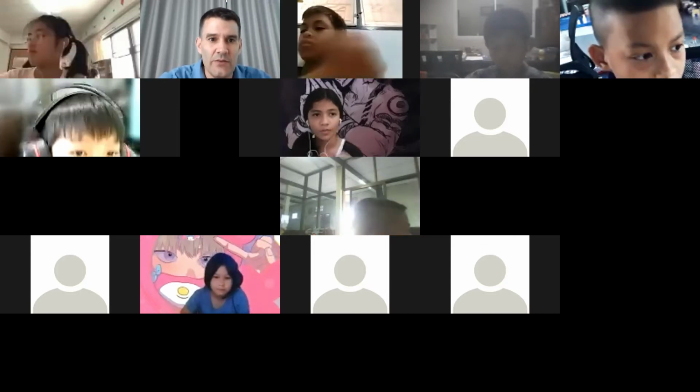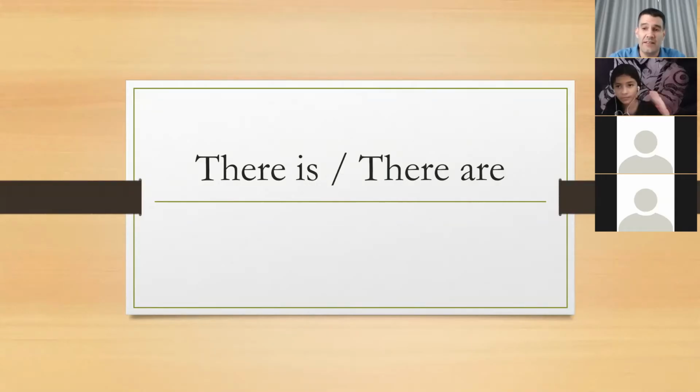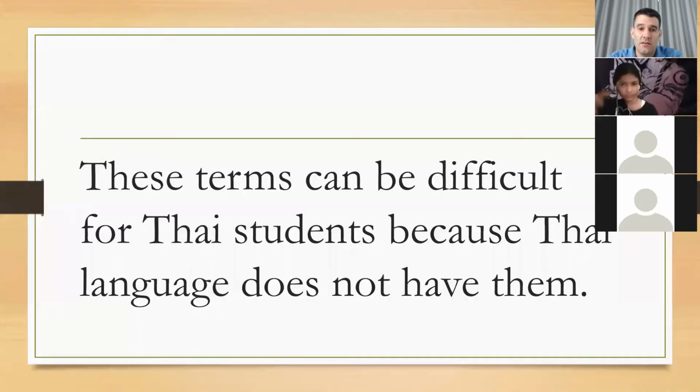So we can get started with today's lesson. There is or there are. These are very common in English. We say this a lot. These terms sometimes can be difficult for Thai students because the Thai language does not use these terms in the same way. They do not use there is and there are the same as English. So I will go through a little bit with you to try to show you how to use there is, there are.